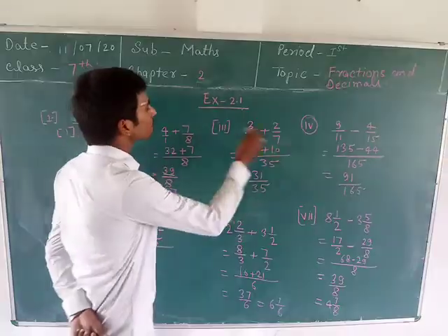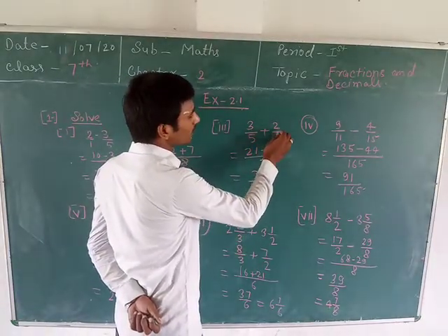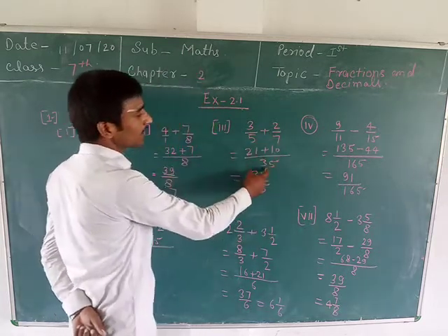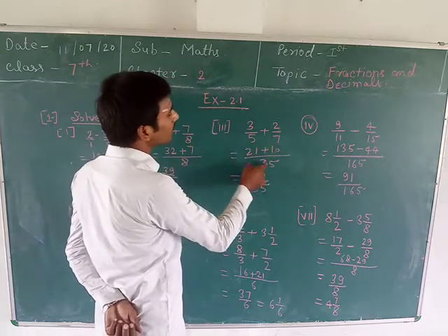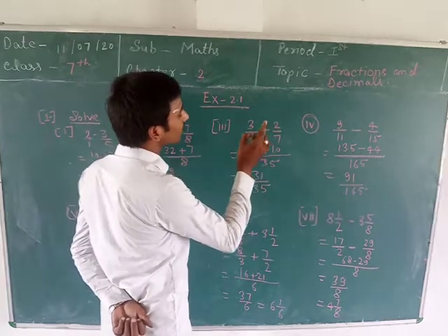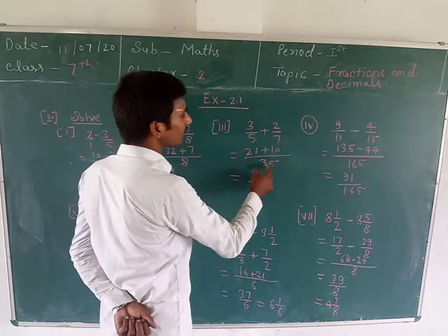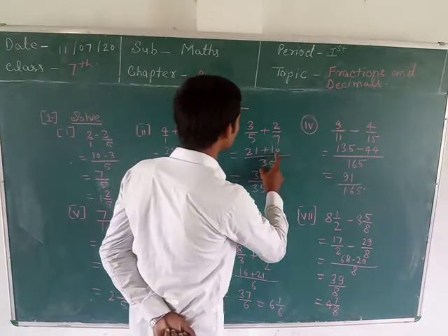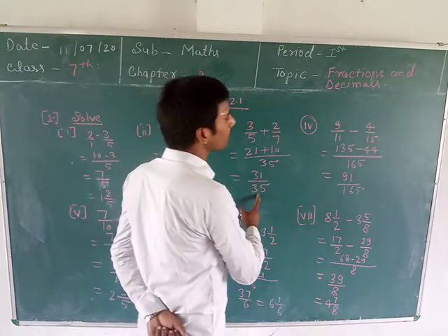Next question, question number 3. 3 upon 5 plus 2 upon 7. LCM of 5 and 7 is 35. Then when we divide 35 by 5, we get 7. 7 times 3 is 21. And when we divide 35 by 7, we get 5. Then 5 times 2 is 10. 21 plus 10 equal to 31 upon 35.